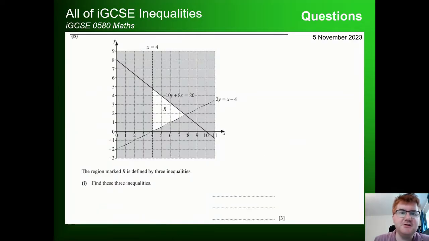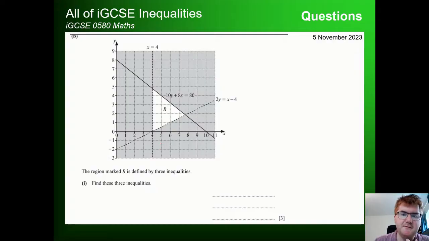Okay, and on to part B of this question. So this is into the linear programming aspect of the course. Again, you need to be very familiar with this. It doesn't come up very often, but when it does, it can be quite a lot of marks. So the region marked R is defined by 3 inequalities. So these 3 lines, basically. And we need to find these 3 inequalities.